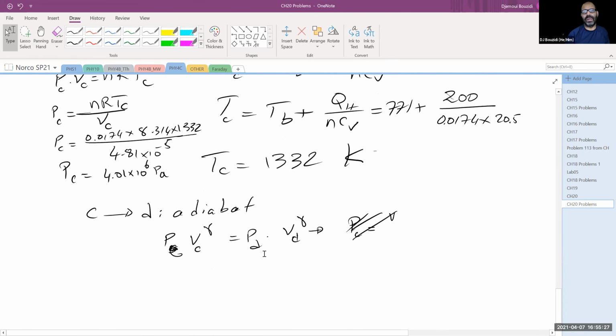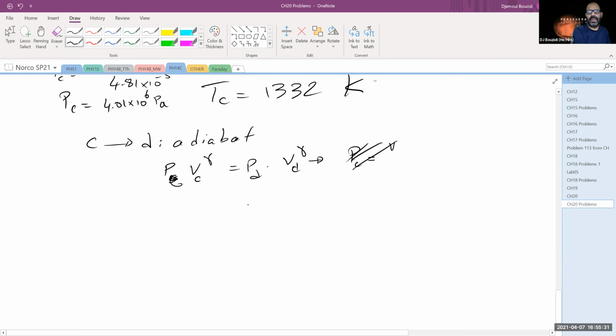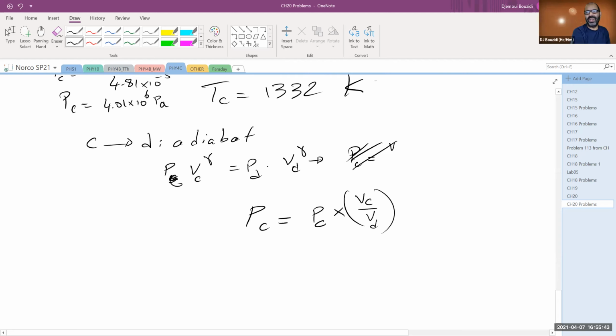So let's find what that pressure is from this calculation. We need to find what PD is in terms of PC. PD is going to be PC from this expression times the ratio of the volume VC over VD. And this ratio to the power gamma is 1 over R, because VD over VC is actually R. So again, this is PC times 1 over R to the power gamma.